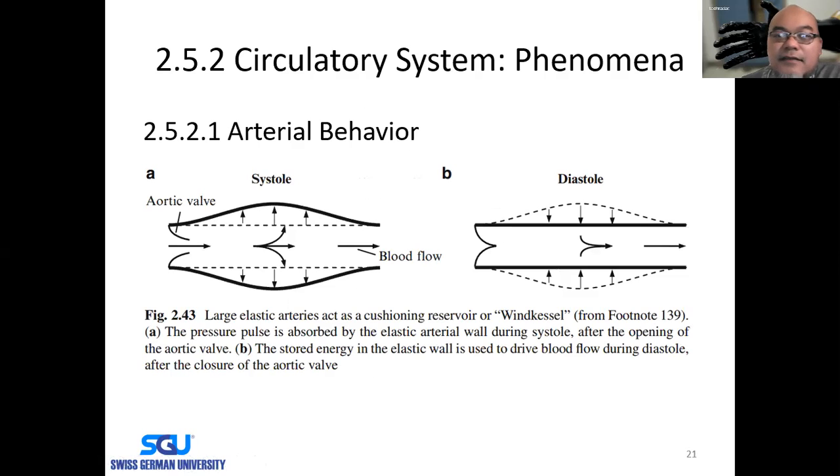So this is the arterial behavior. Large elastic arteries act as a cushioning reservoir, or Windkessel. The pressure pulse is absorbed by the elastic arterial wall during systole, after the opening of the aortic valve. This stored energy is pushed back from the elastic wall and used to drive the blood during diastole, after the closure of the aortic valve.